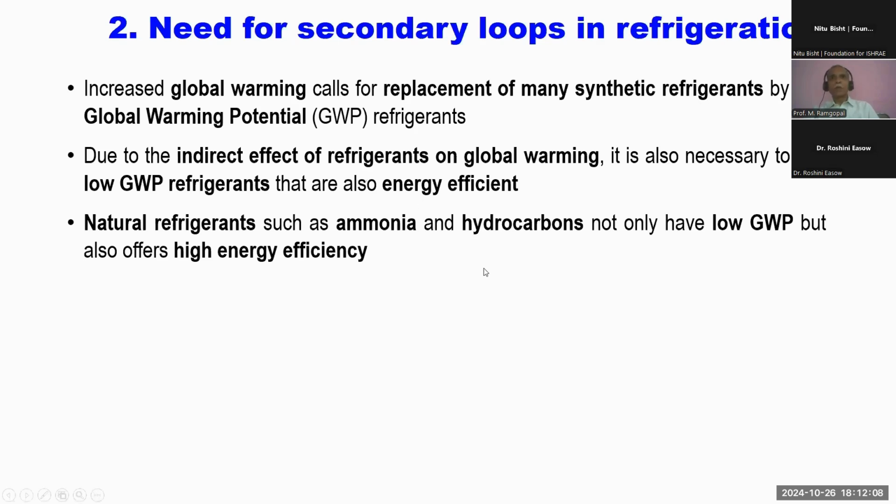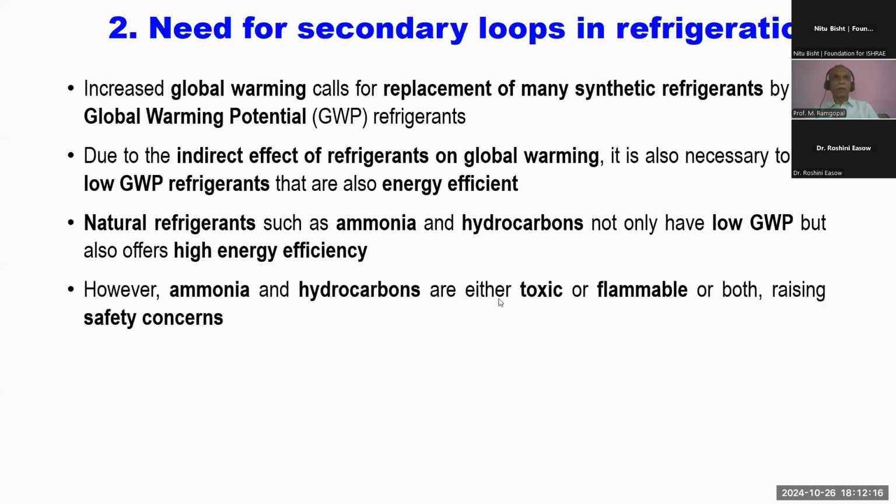So out of these, ammonia is most widely used, as all of you know, and hydrocarbons are also used in many refrigeration systems. But the problem with these two refrigerants is that they are toxic. For example, ammonia is toxic and flammable, and hydrocarbons are highly flammable. So when we use ammonia and hydrocarbons in refrigeration systems in large quantities, it gives rise to safety concerns. We have to design and operate the systems in such a way that it doesn't create any safety problems.